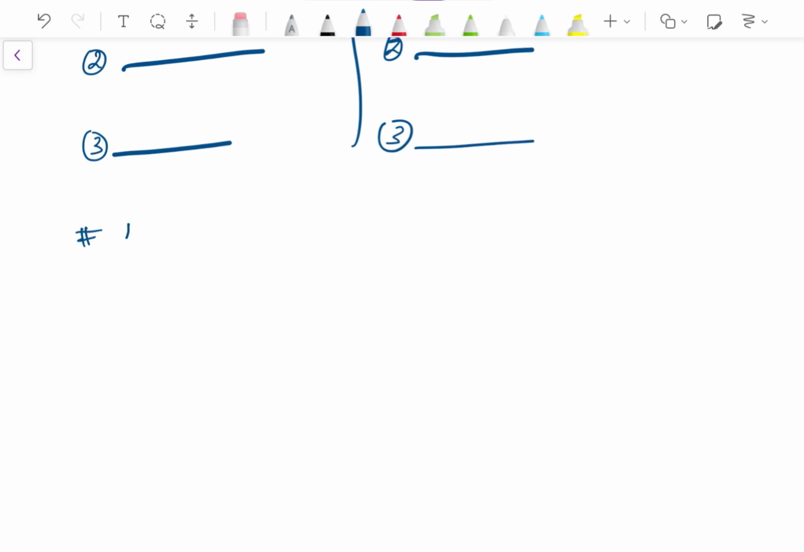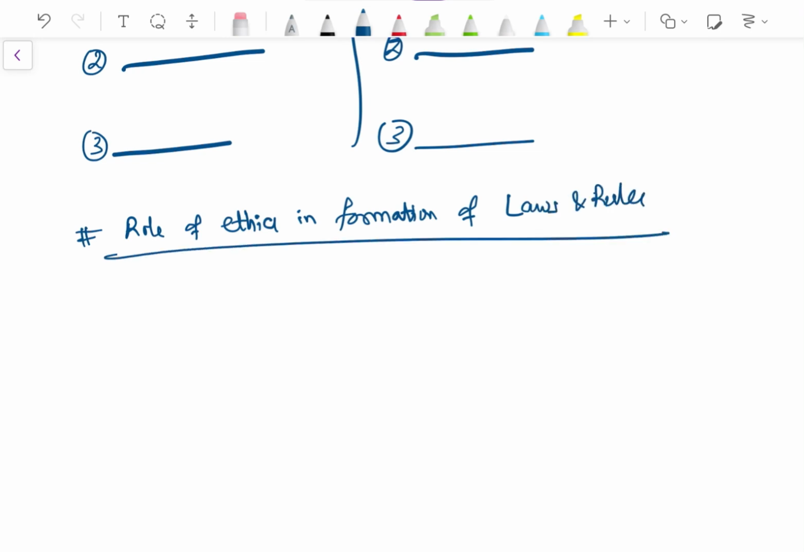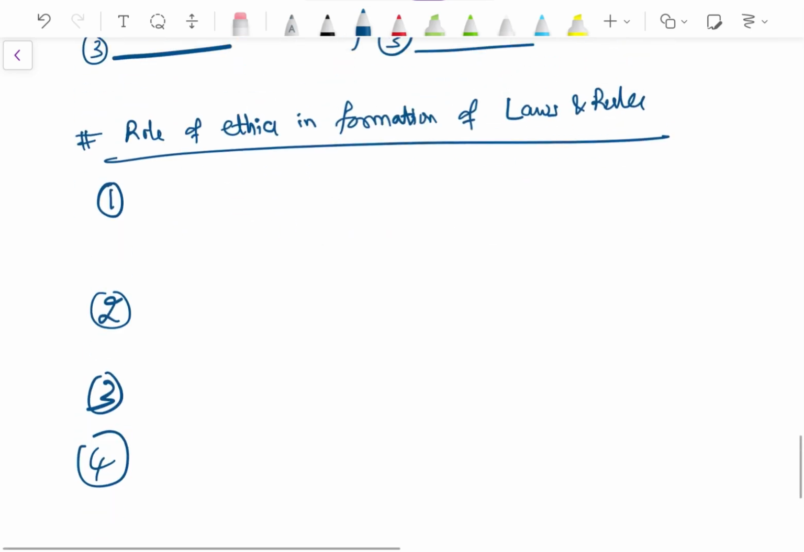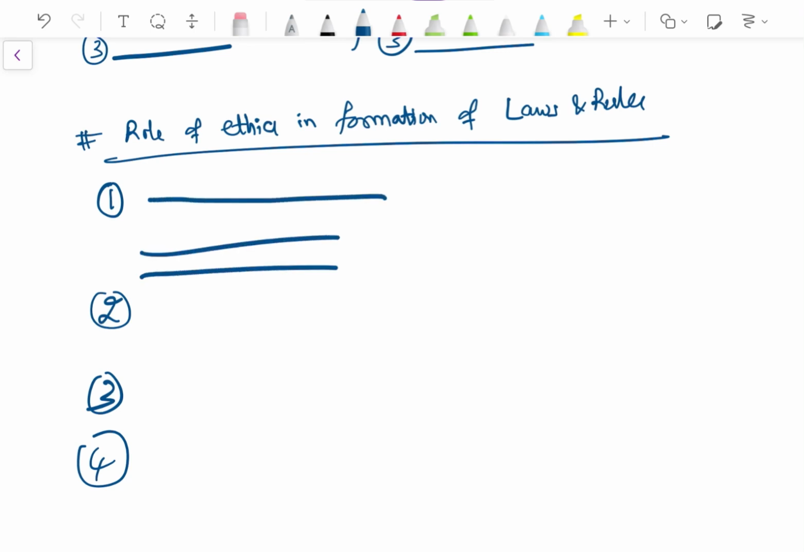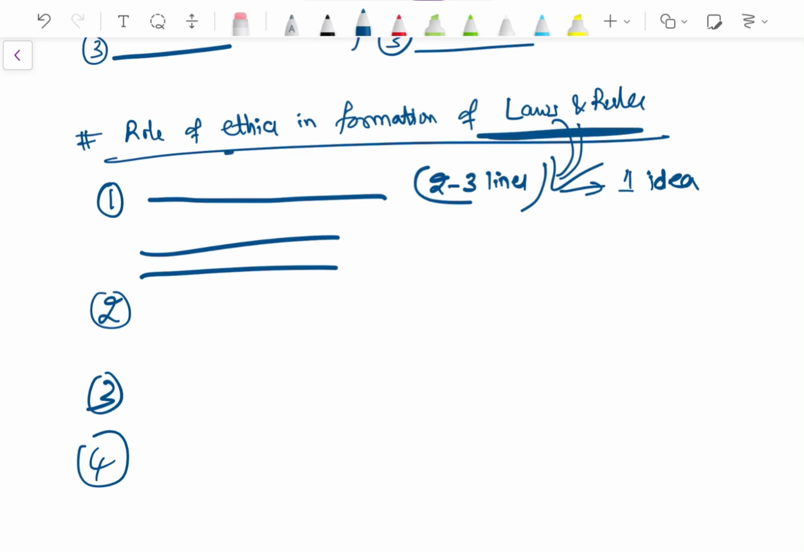Then you need to discuss the role of ethics in formulating them. So role of ethics. So you will put a heading, that is, role of ethics in formation of laws and rules. Then you will discuss 1, 2, 3, 4 points, and make sure you write points of maximum 2 to 3 lines. 2 to 3 lines. Don't write lengthy points. 5 line का एक point लिख दिया, वो नहीं.